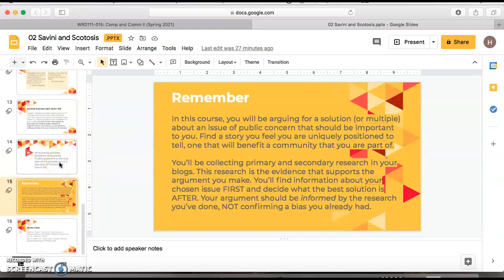So a few things to remember based on this PowerPoint and Savini's article moving forward. In this course, as I mentioned, you will be arguing for a solution or multiple solutions for an issue of public concern that should be important to you. So it is important that you're finding a story or an issue that you feel you are uniquely positioned to tell, to research.